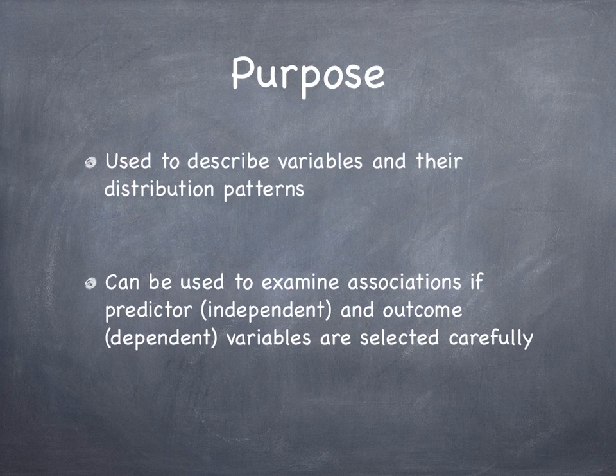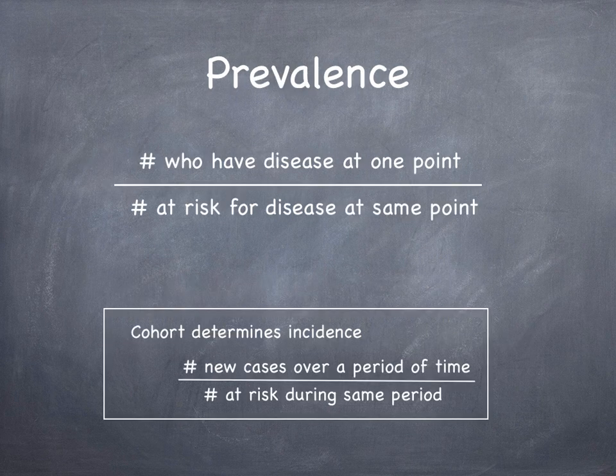The cross-sectional study can be especially useful for determining the prevalence of a disease or problem at one point in time. To calculate the prevalence, the investigator divides the number with the disease at one point in time over the number at risk for the disease at the same point in time. Remember, a cohort study, which follows subjects over a period of time, can be used to calculate the incidence of disease, the number of new cases divided by the number at risk during the same time period. Incidence and prevalence are commonly confused terms, so it is a good idea to get these terms straight.